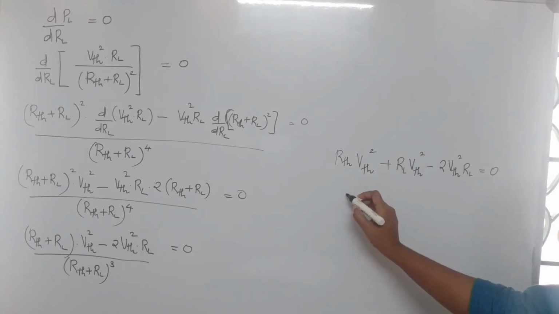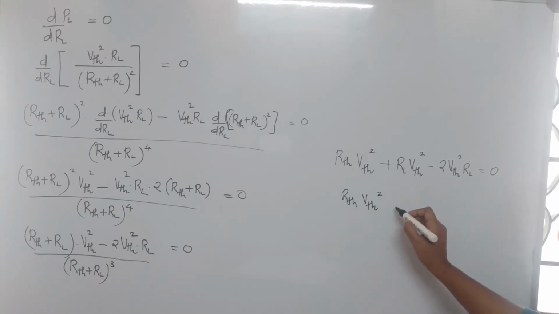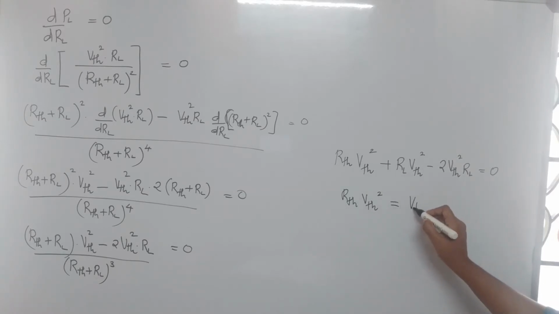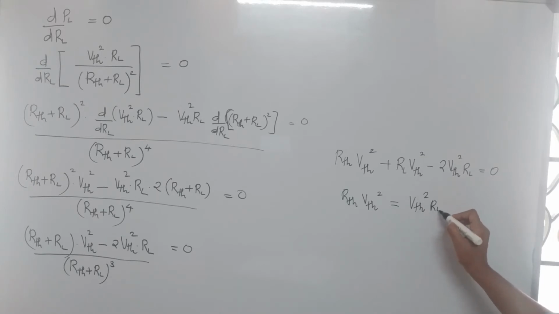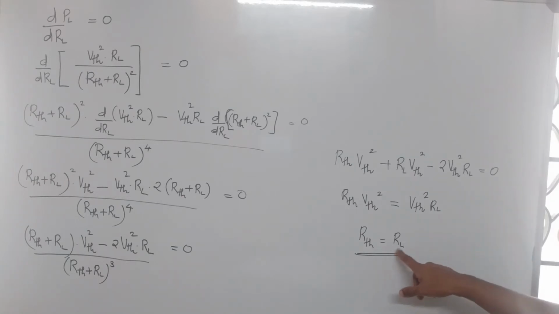That is, RTH into VTH squared is equal to VTH squared into RL. VTH squared will get cancelled and we'll get RTH is equal to RL. This was our statement also. The maximum power will get transferred when the value of RL is equal to the value of RTH. So when RL is equal to RTH, maximum power gets transferred from source to load.